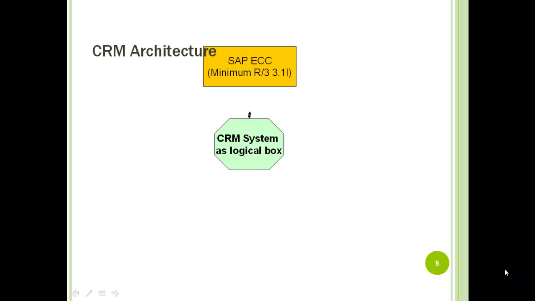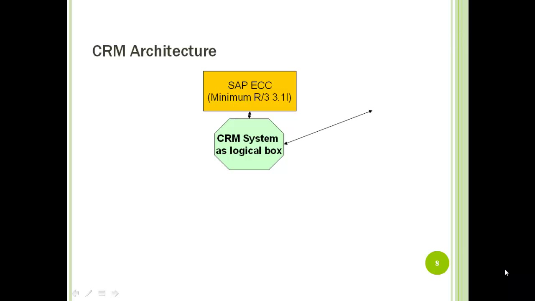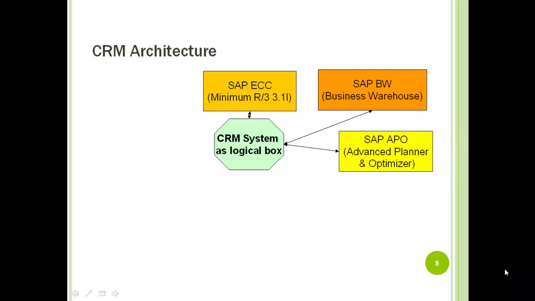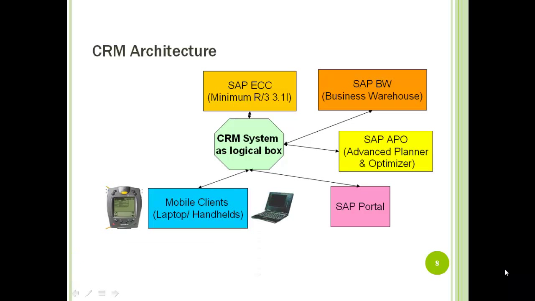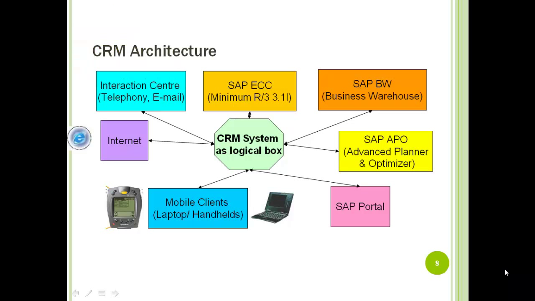Let's have a look into the CRM architecture. We have a CRM system as a logical box connected to SAP ECC, connected to our SAP BW, connected to our SAP APO, connected to our SAP portal by which we can access all the systems in the landscape, connected to our PDS and laptops, connected to our internet, and connected to our interaction center where we can do integration with telephony and emails.